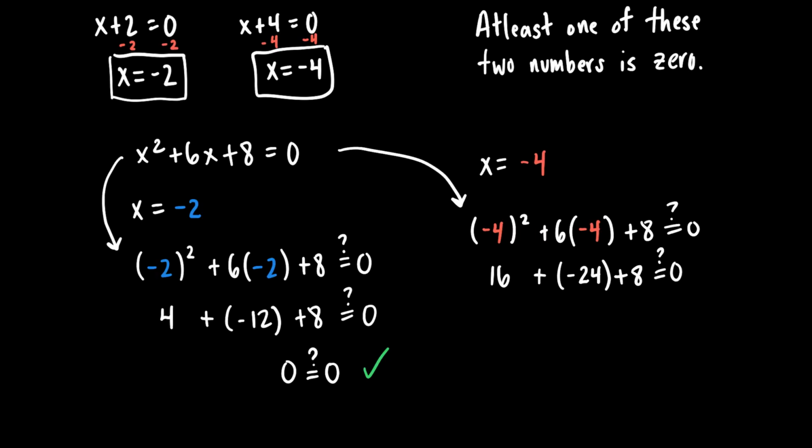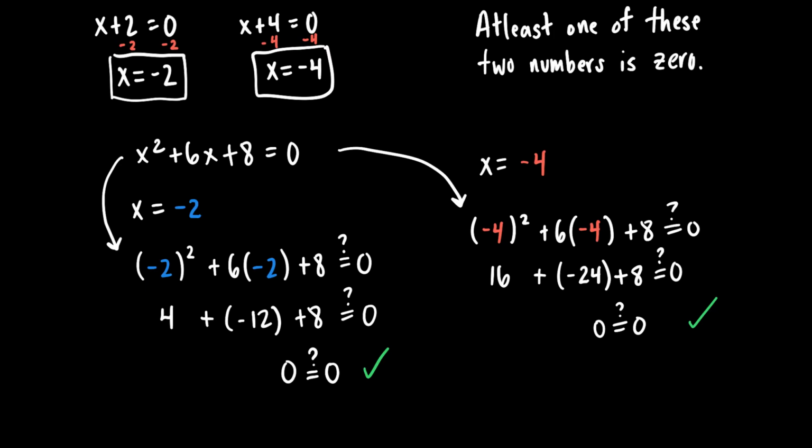So 16 plus -24 plus 8. Well, look, 16 plus -24, that's essentially 16 minus 24. So that's -8. And then, hey, look at that, plus 8. That would indeed give us 0. So does 0 actually equal 0? It does. So what we've done here is we have found two numbers that are solutions for this, okay? And those are the only two solutions in the whole world.